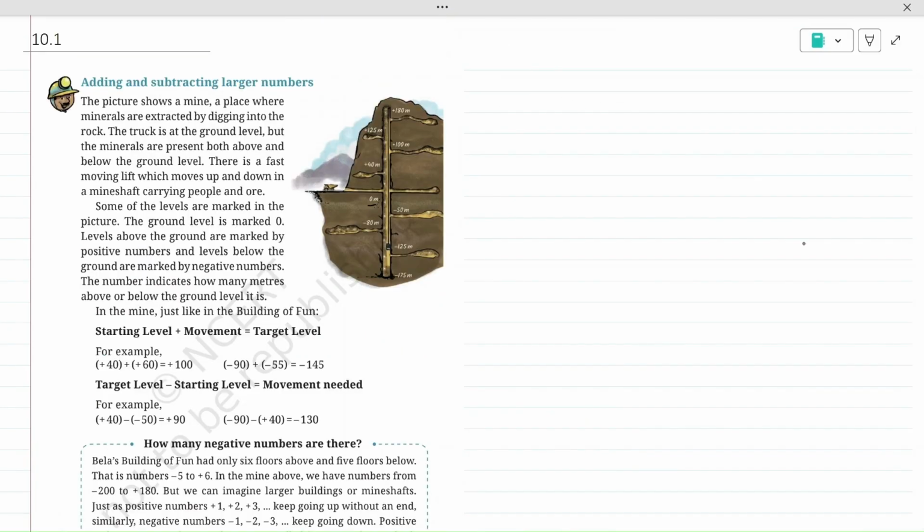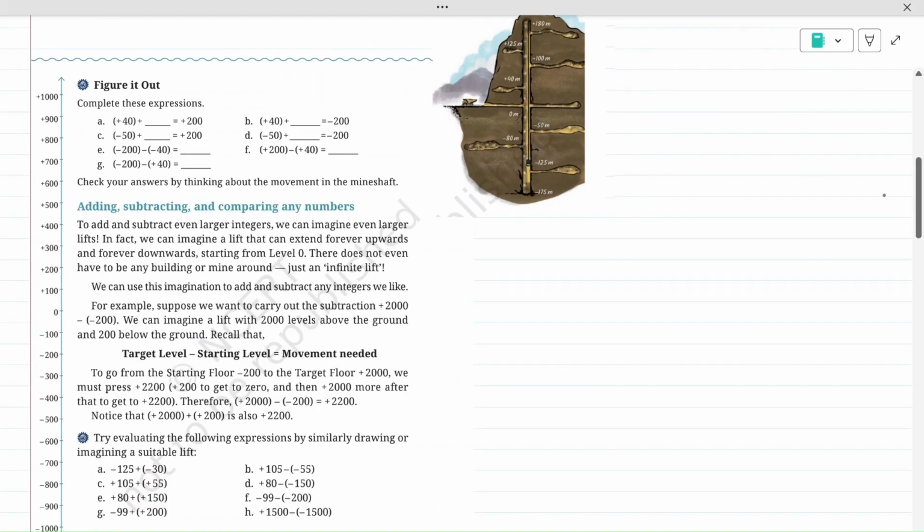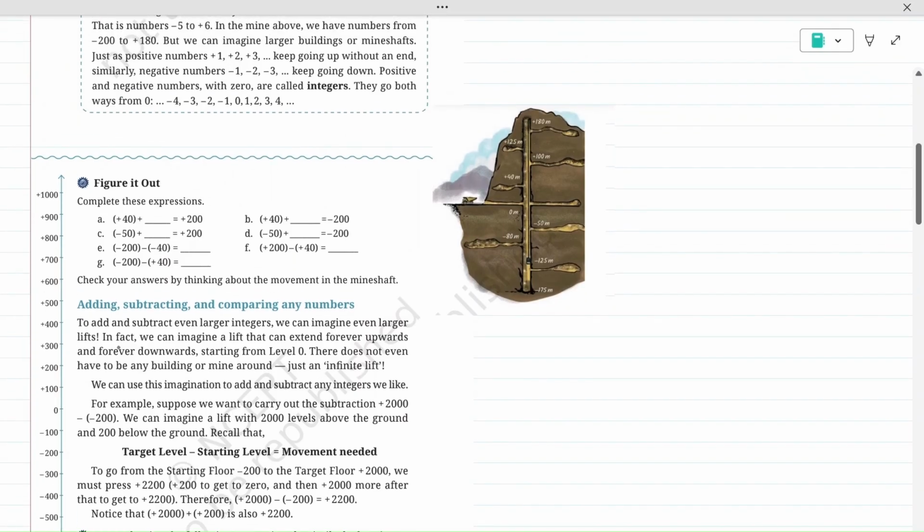Okay, so what we have here is the first question. First of all, this is one of the examples shown here where we have a number line. 0 is the midpoint. Above 0, we have the positive numbers marked, and below it, we have the negative numbers marked. Okay. So now what is given to us here is to complete the expressions. We have plus 40. To this plus 40, we have to add something to reach 200. That means this is our starting point and we have to add the movement to it so that we reach 200. So kids, this is easy, simple mathematics.